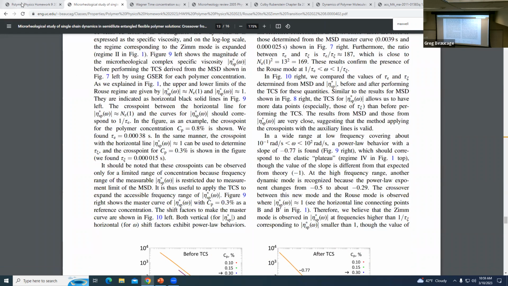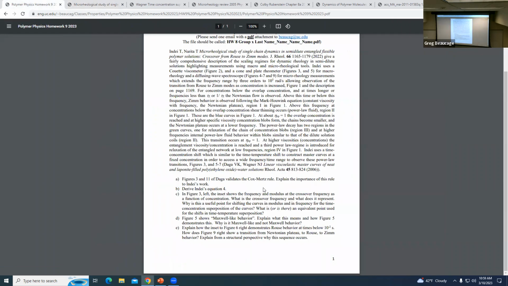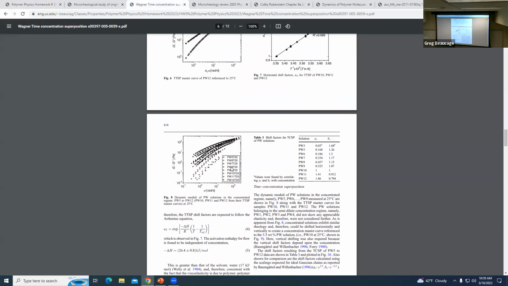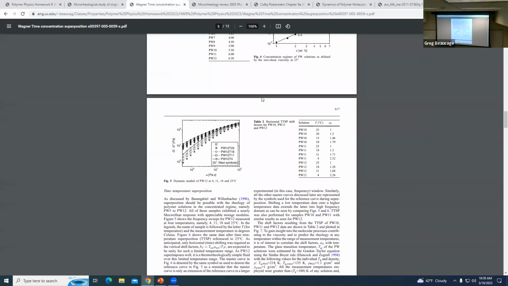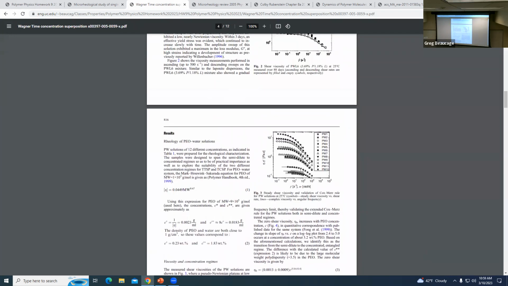Anyway, so the questions here, let's see what I got, a couple of minutes. Cox-Merz rule. So the best place for that is this Norm Wagner paper, and he just shows it. He just shows that it works for both polyethylene oxide and for when you dump clay into polyethylene oxide. It's basically, it works for anything.